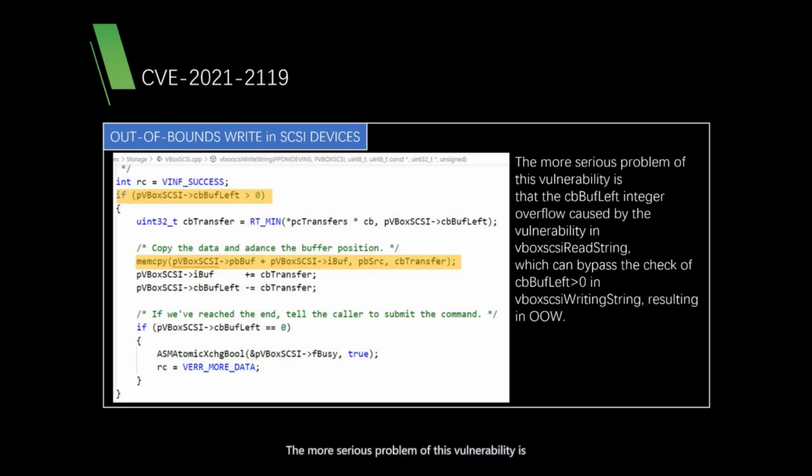The more serious problem of this vulnerability is that the CB buffer left integer overflow caused by the vulnerability in VBox SCSI read string can bypass the check of CB buffer left greater than 0 in the VBox SCSI write string function. This will result in OOW. Therefore, the vulnerability can cause out-of-bounds read and write, which is very suitable for exploitation.